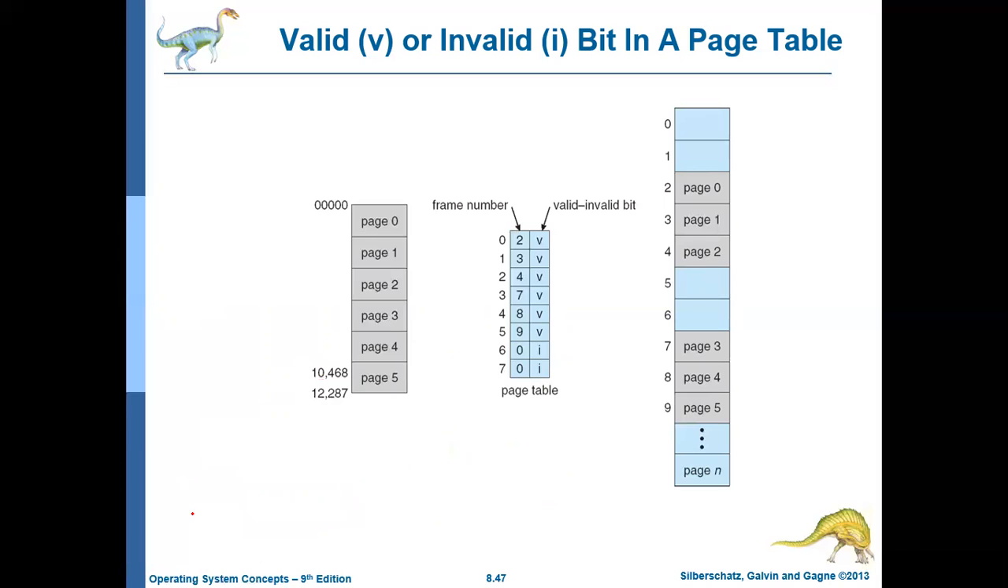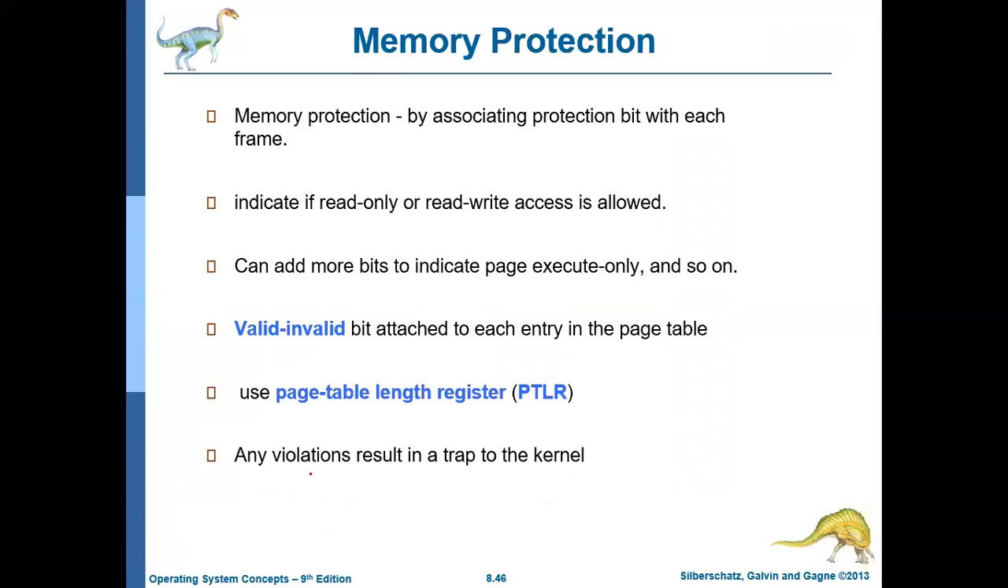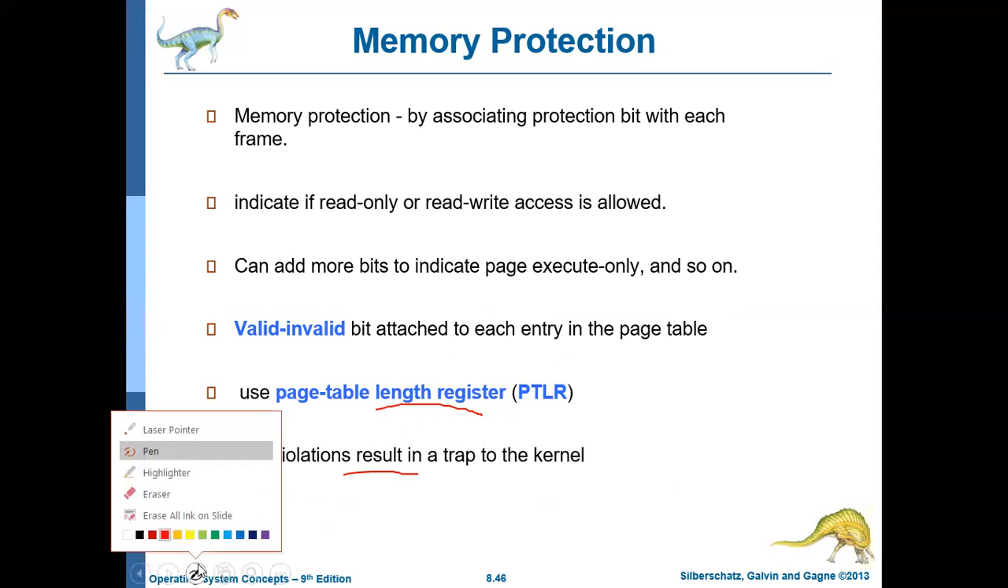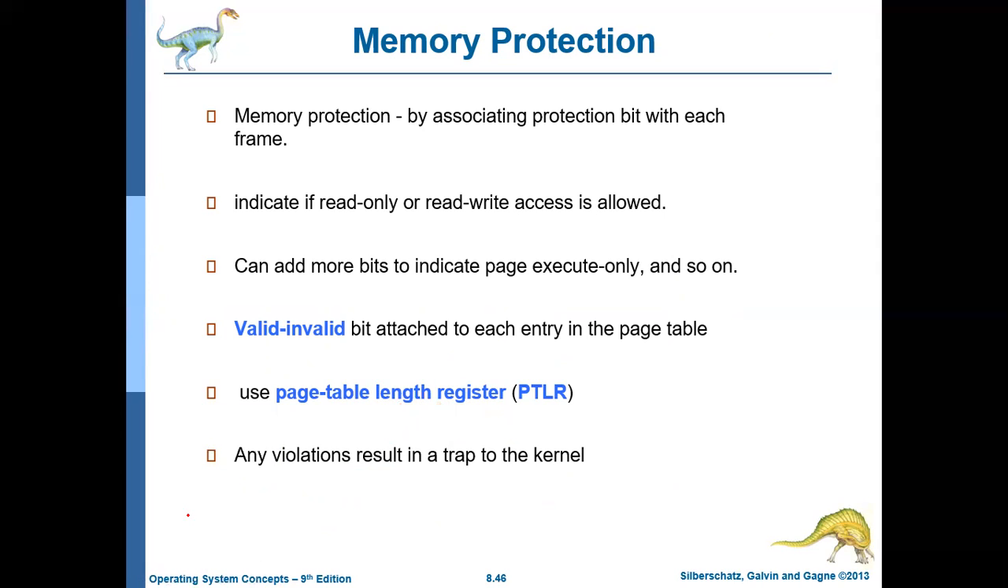Basically, this problem can be rectified by using PTLR, the page table length register. If the process is trying to access a location which is beyond its limit, then the hardware will automatically create a trap to the kernel. A trap is a hardware interrupt. This is how protection is achieved in paging.